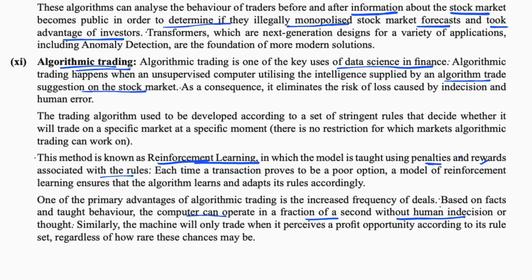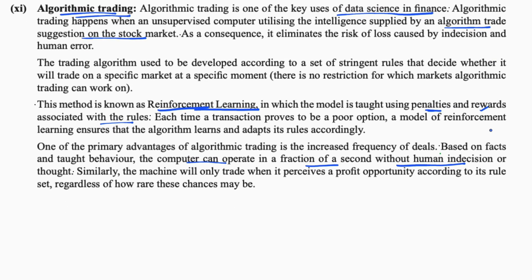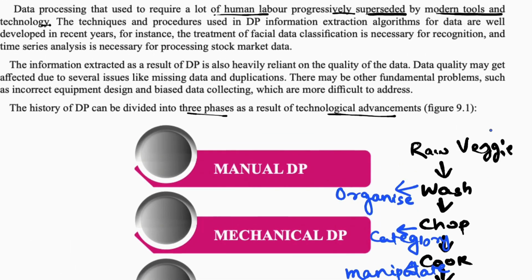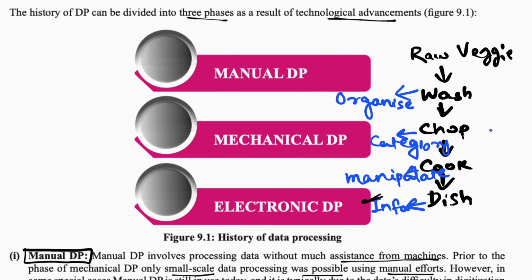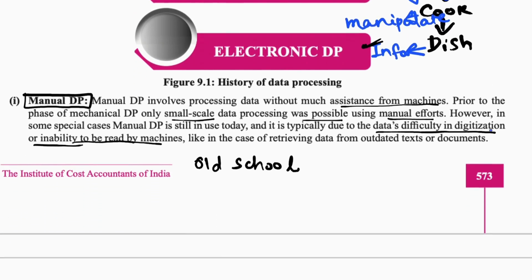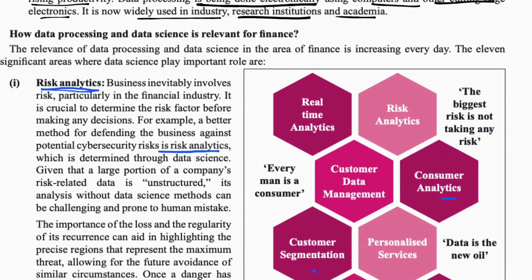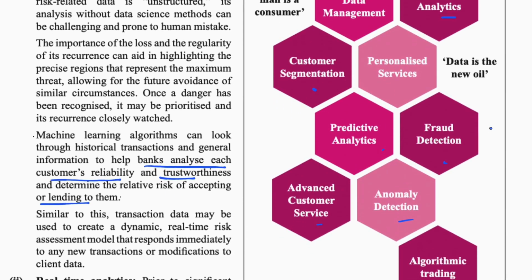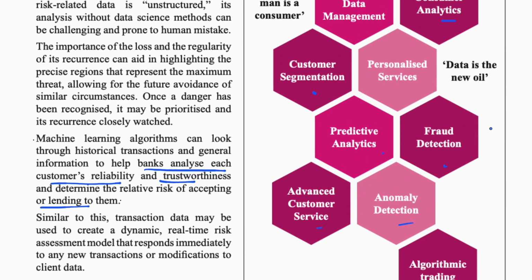Okay, to summarize today's lesson, data processing has evolved from manual ledger entry to advanced electronic systems, allowing financial professionals to turn raw data into actionable insights. Today, financial institutions leverage data science for automation, identification of risk and fraud assessment, and tailored customer experiences through advanced machine learning models like algorithmic trading and predictive analytics.